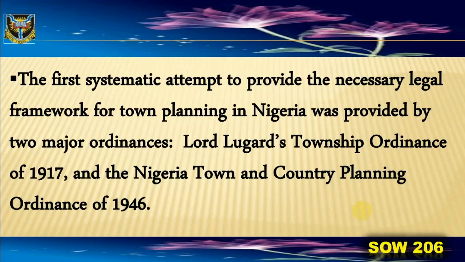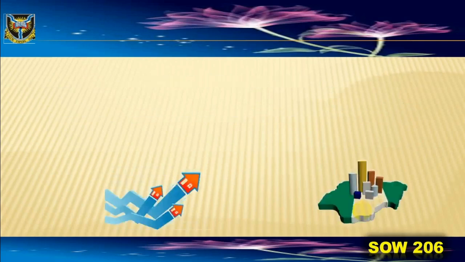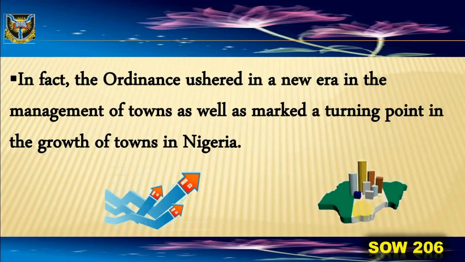The first systematic attempt to provide the necessary legal framework for town planning in Nigeria was provided by two major ordinances: Lord Lugard's Township Ordinance of 1917 and the Nigeria Town and Country Planning Ordinance of 1946. The 1917 Township Ordinance made provisions for the creation, constitution, and administration of all towns and municipalities in Nigeria. In fact, the ordinance ushered in a new era in the management of towns as well as marked a turning point in the growth of towns in Nigeria.